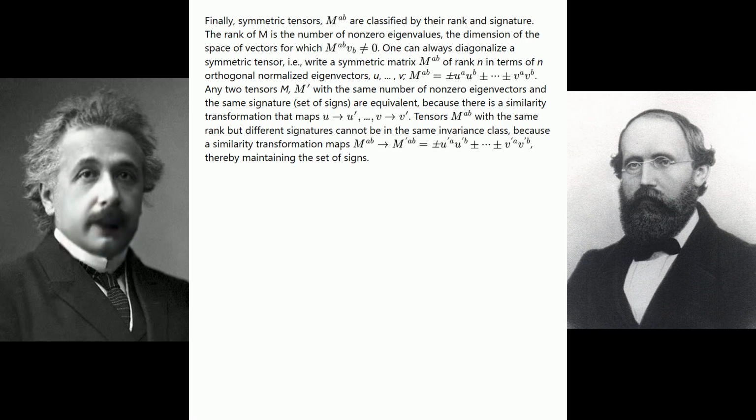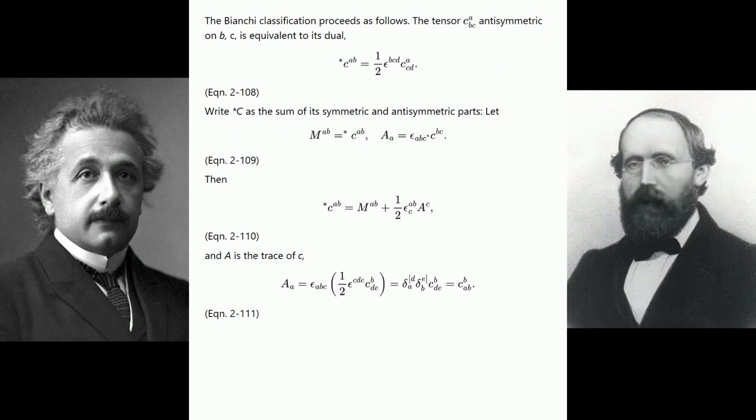Tensors M^{AB} with the same rank but different signatures cannot be in the same invariance class, because a similarity transformation maps M^{AB} to M'^{AB} = ±U'^A U'^B ± V'^A V'^B, thereby maintaining the set of signs. The Bianchi classification proceeds as follows.